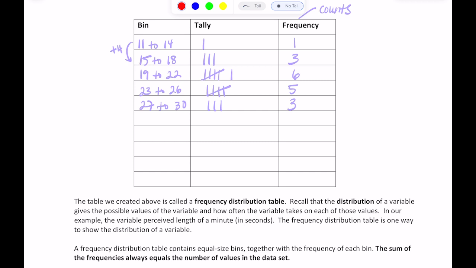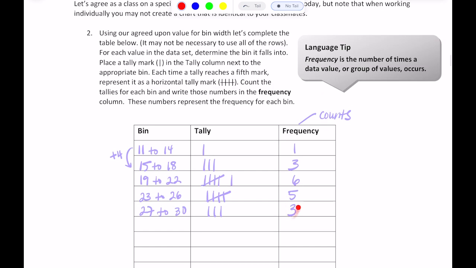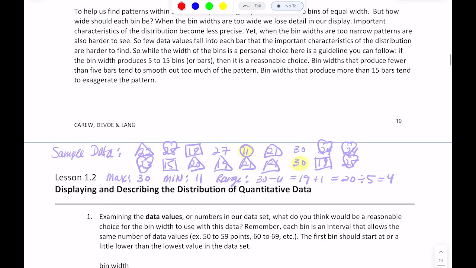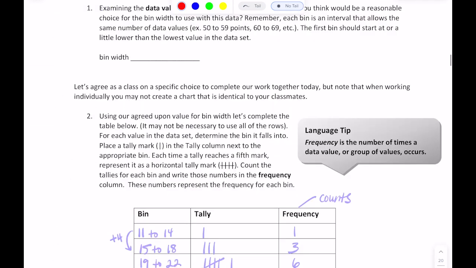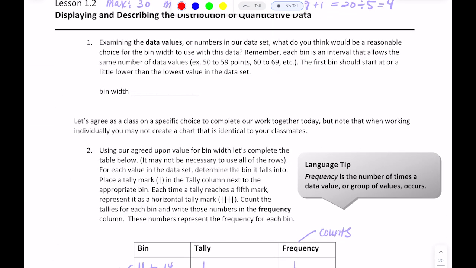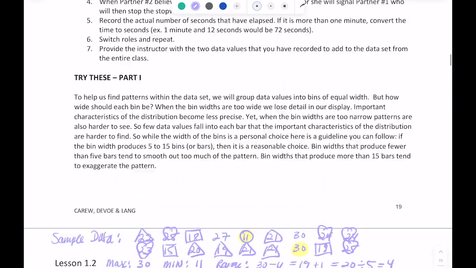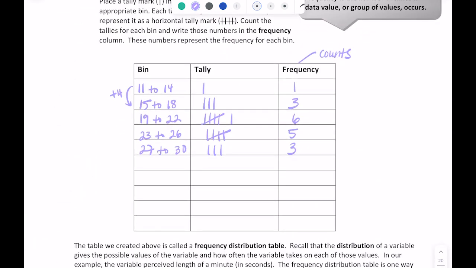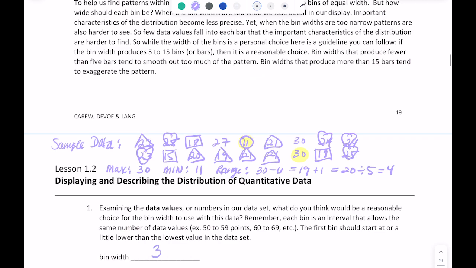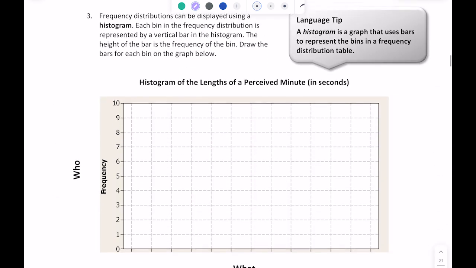And the sum of the frequencies always equals the number of values in the data set. So if I add these up, I get 8 plus 6, which is 14, plus 4 is 18, and I should have 18 numbers here. 1, 2, 3, 4, 5, 6, 7, 8, 9 times 2 is 18. So right here my bin widths were 3: 14 minus 11, 18 minus 15, and so on.